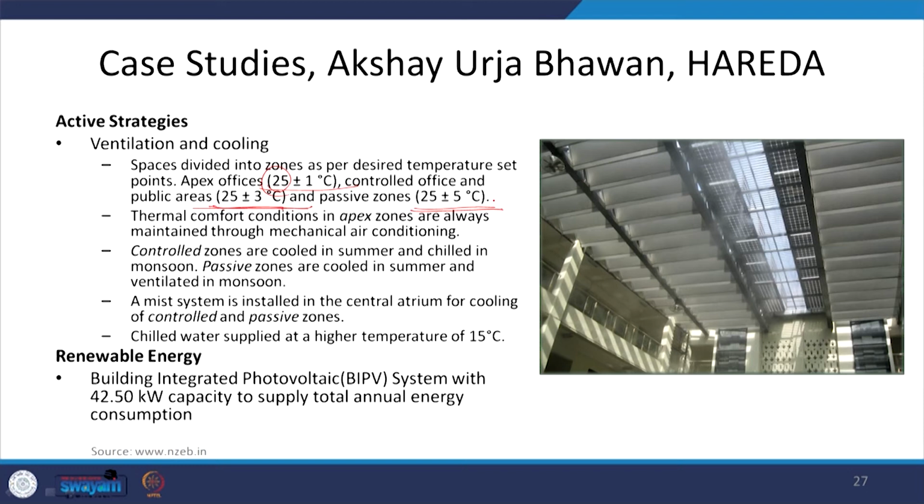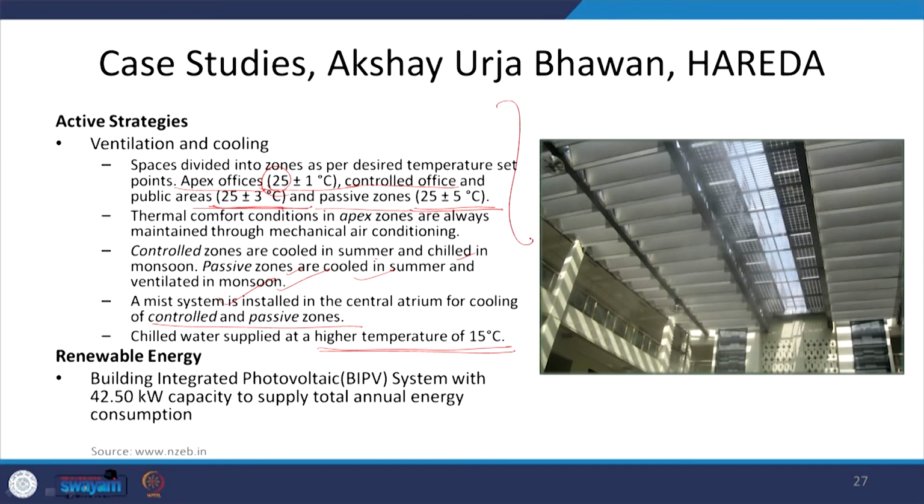And in different zones, which is the apex offices, the controlled offices and the passive zones, they had different strategies. So, controlled zones were cooled in summer and chilled in monsoon. Passive zones were cooled in summer and ventilated in monsoons. In the atrium, a mist system was installed which would control the cooling of the controlled and passive zones, and the chilled water was supplied at a much higher temperature of 15 degrees, while normally it is supplied at a temperature of around 8 degrees centigrade.